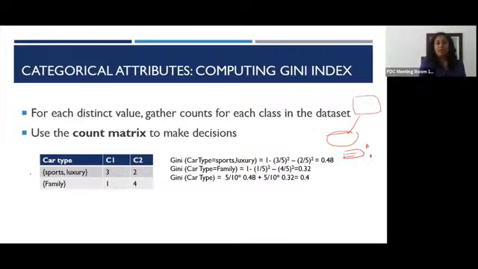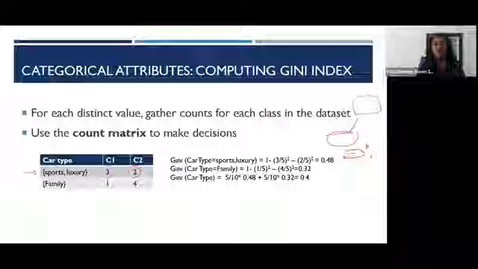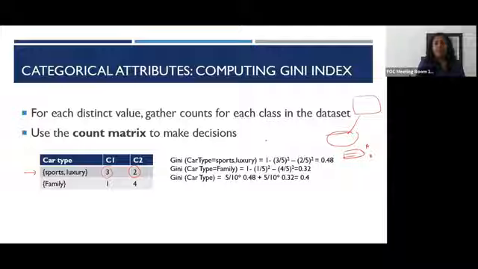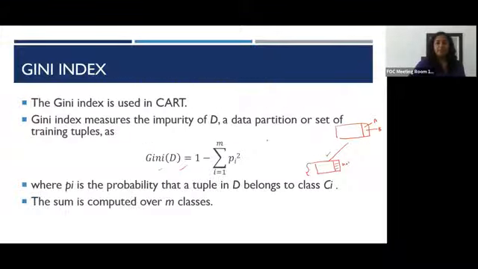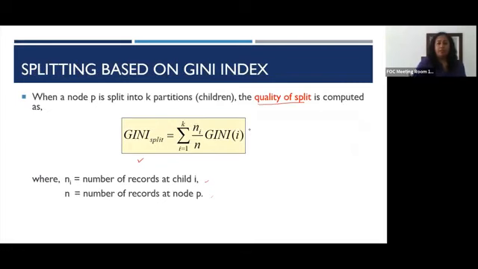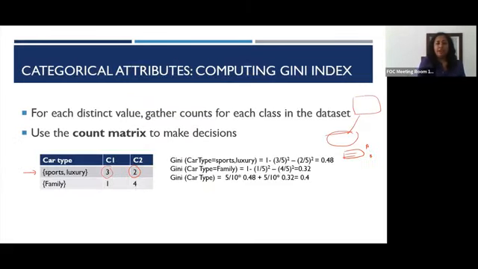Now here, what is the purity of the sports and luxury partition? In class 1, there are 3 items belonging. In class 2, there are 2 items belonging. So how do you find the purity of this partition? It is the first equation. Remember, the first equation is what? 1 minus this particular equation. There are 5 rows in total in this partition. Out of that 5, 3 are in the first class. So 3 divided by 5 squared, and this one 2 divided by 5 squared. This is what you get.